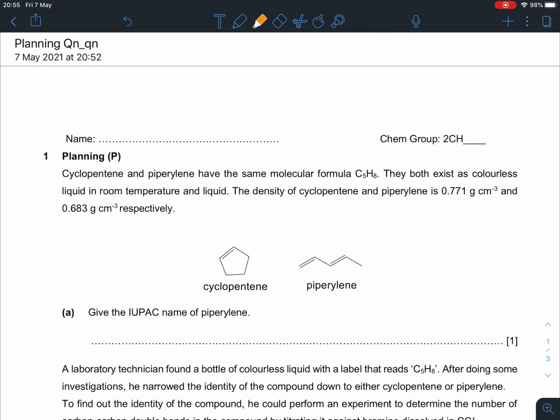This planning question is about cyclopentene and piperylene, which have the same molecular formula C5H8. So henceforth, they are actually isomers. They both exist as colorless liquids at room temperature and pressure. Okay, the density of cyclopentene is 0.771, whereas for piperylene, it is 0.683 grams per cm cube.